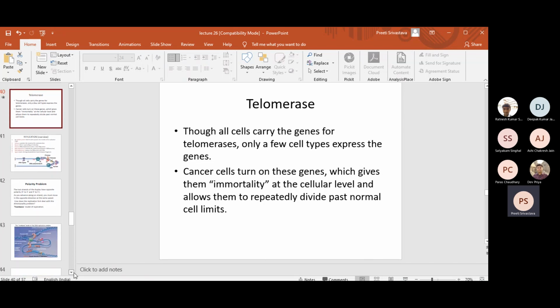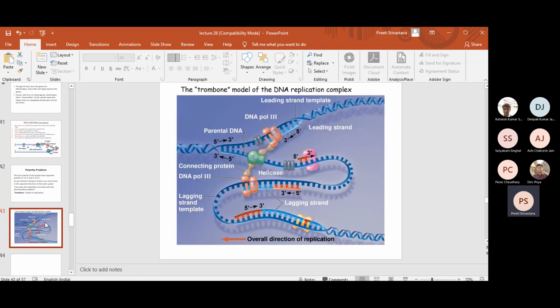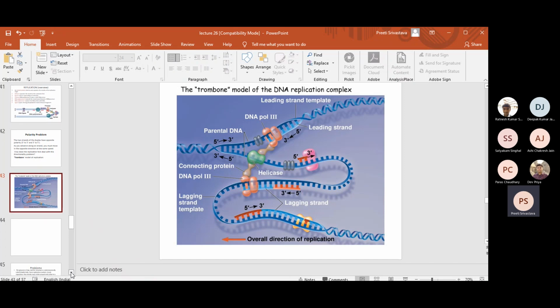I will just show you the diagram of the trombone model which was shown in the video that I showed you. In the video it was very clear, but this is a typical diagram showing the looping, where the leading strand continues and in the lagging strand you have this looping done, and therefore the overall directionality of DNA replication is maintained.